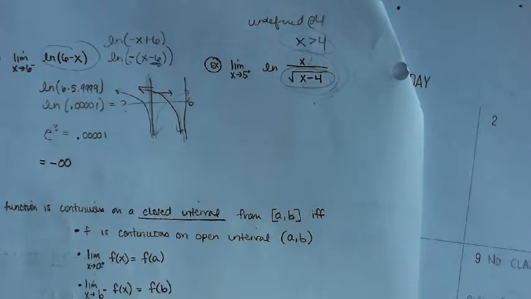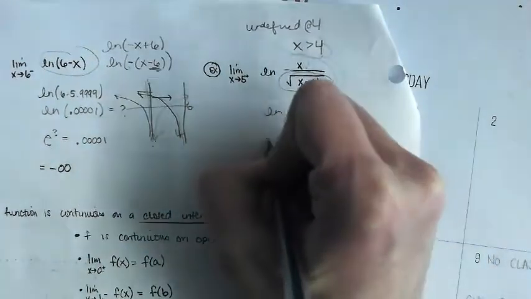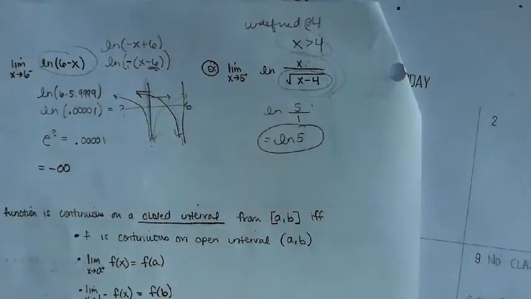So the fact that they say what's the limit as it approaches 5 from the right is probably meant to try to trick you into overthinking it. So you just plug in 5 and you get the natural log of 5 over 1. So your answer is the natural log of 5, which is some weird decimal, I don't know.